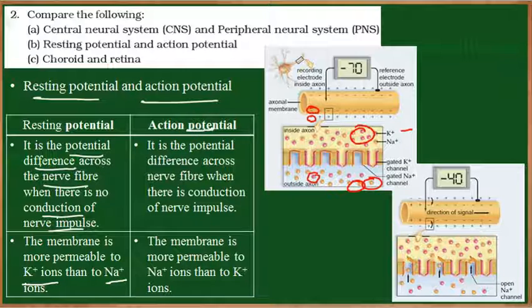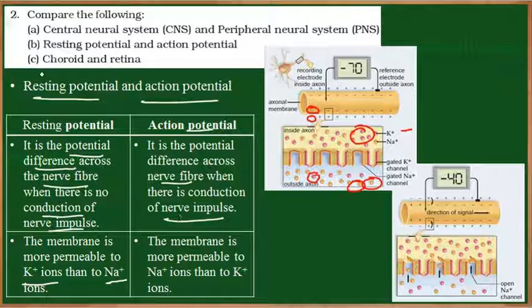Now coming to the action potential. The action potential refers to the potential difference across the nerve fiber, that is, inside the axon and outside the axon, when there is conduction of a nerve impulse. So when the nerve impulse is conducting, it is formed. So the difference between the inside of the axon and outside of the axon is called action potential.